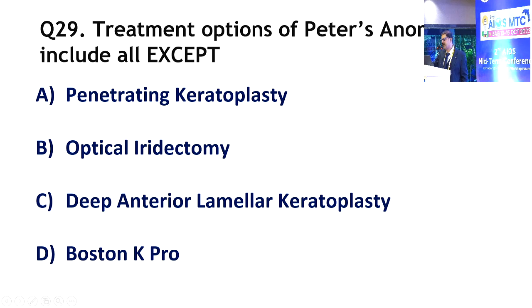Question number 29. The treatment options for Peters anomaly include all except. Option A, penetrating keratoplasty. Option B, optical iridectomy. Option C, deep anterior lamellar keratoplasty. Option D, Boston K Pro.